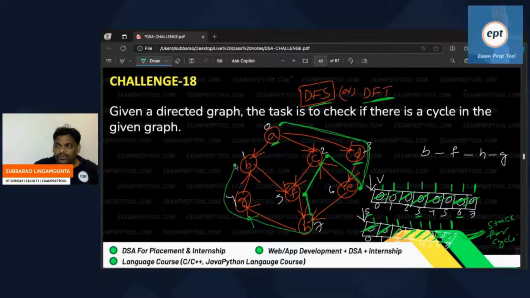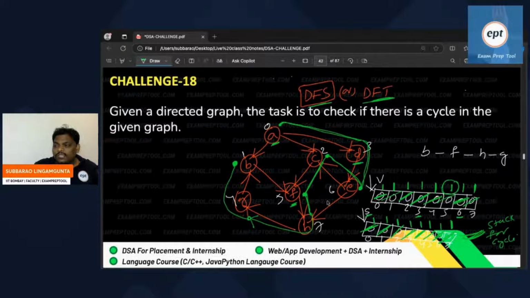Now observe everyone. I am at B now. Who is B adjacent? B adjacent is F. Careful, observe carefully. B adjacent to who? F. Can you help me now? F is already visited. F means what? 5. 5 is already visited? Yes. It is already visited, so I don't want to mark it again. That is okay.